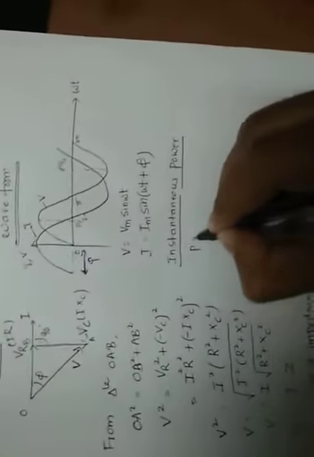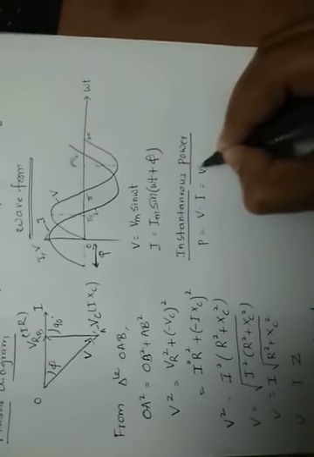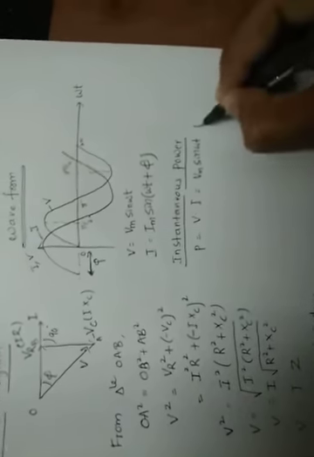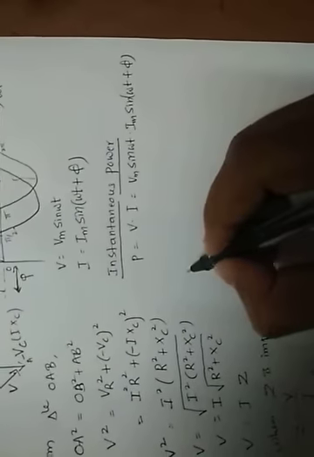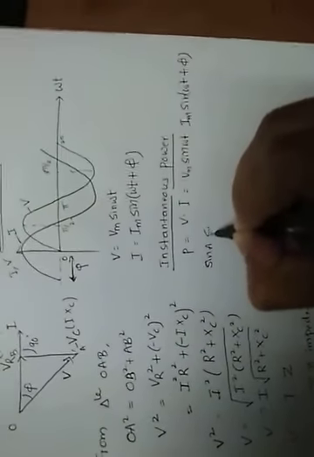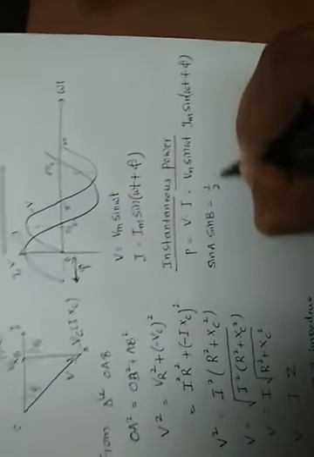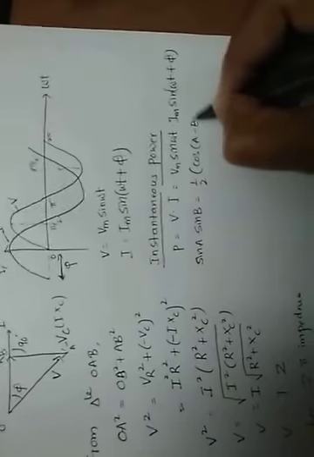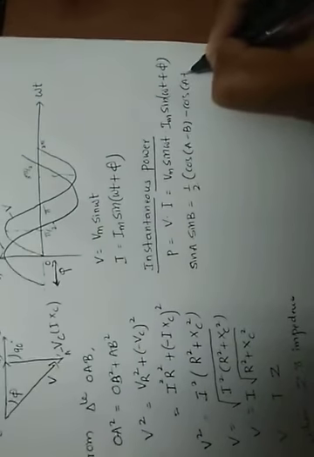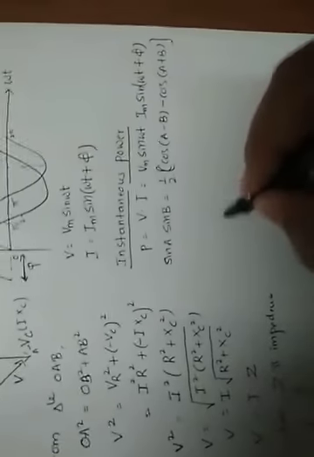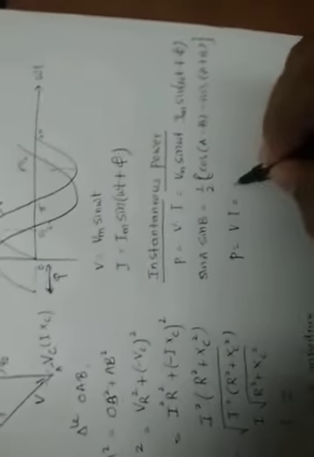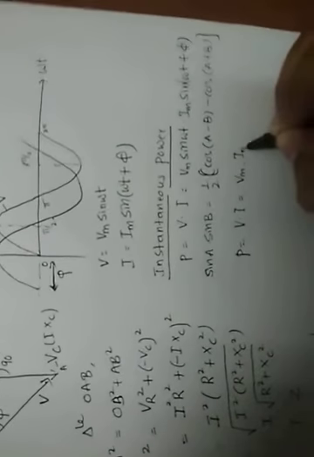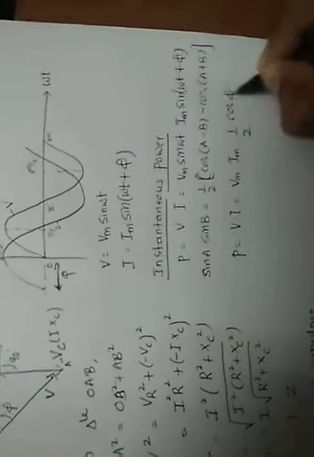Instantaneous power, so P is equal to V into I. So it is Vm sine omega t and Im sine of omega t plus phi. Similarly we can apply the formula: sine A into sine B is equal to 1 by 2 of cos of A minus B minus cos of A plus B. If you apply this formula, we'll get a similar equation as you have done in case of the inductor. So P will be equal to V into I, that is equal to Vm Im 1 by 2 cos of phi.